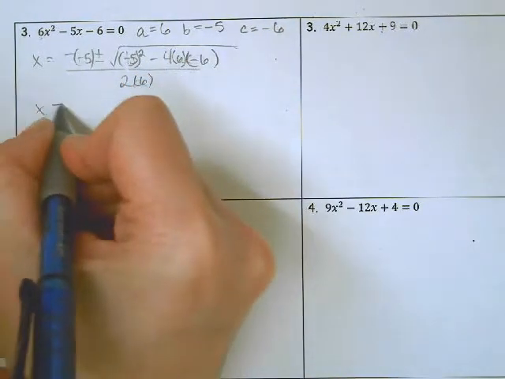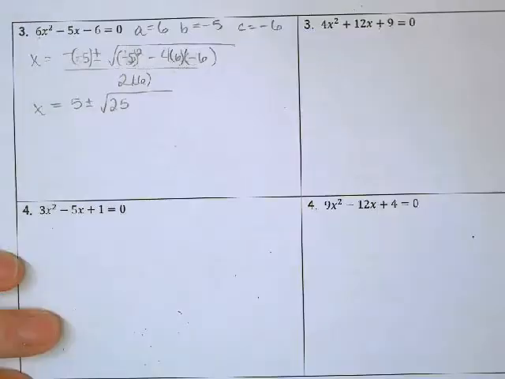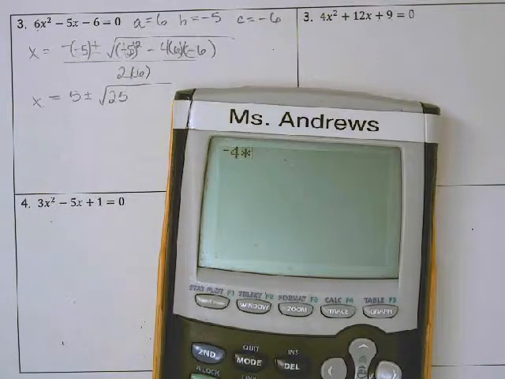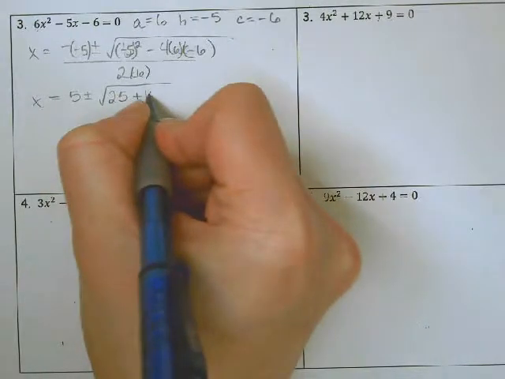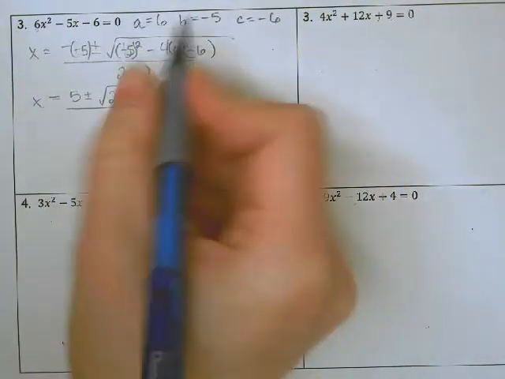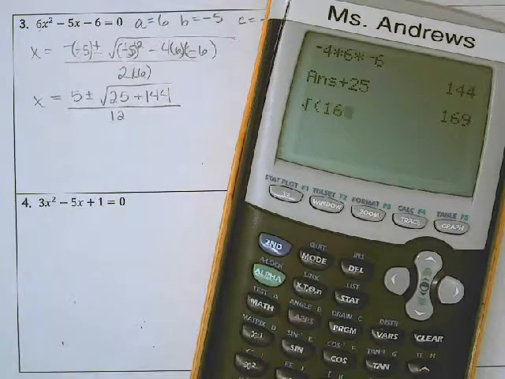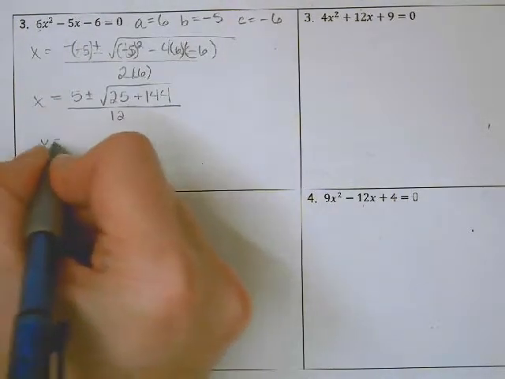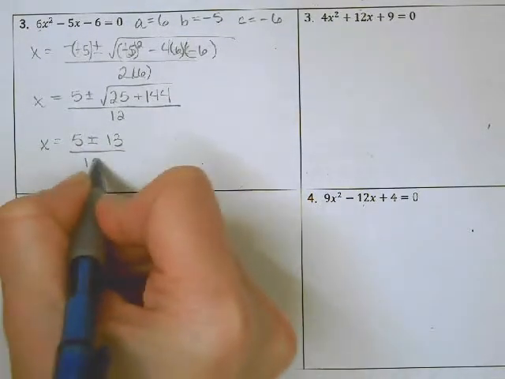Alright, double -5 gives me a +5, plus or minus the square root, 25. And then I'm going to use my calculator for this one. -4 times 6 times -6 is 144. It's plus 144, divided by 12. So 144 plus 25 is 169. And then the square root of 169 is 13. So I'm jumping a few steps here because I'm out of space. So 5 plus or minus 13, all divided by 12.